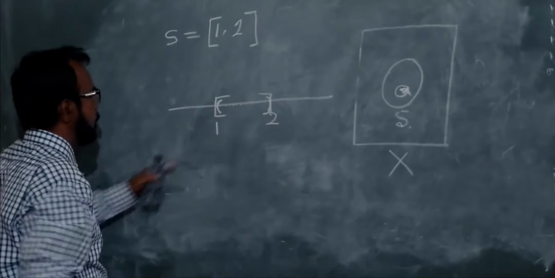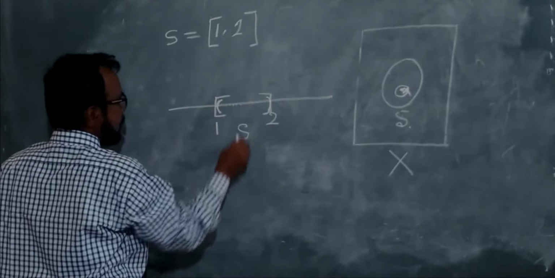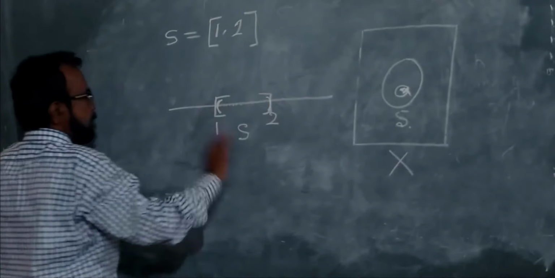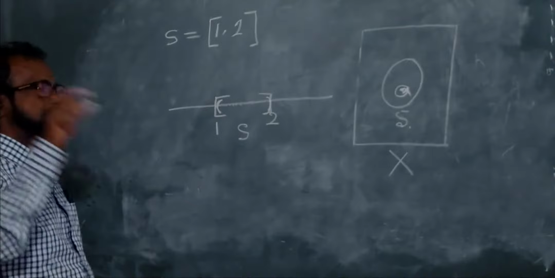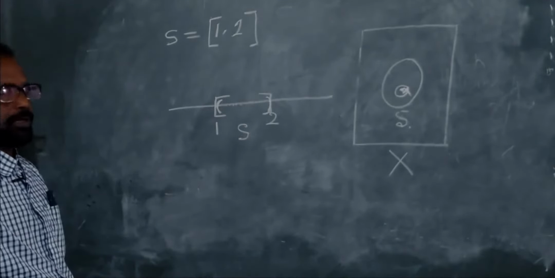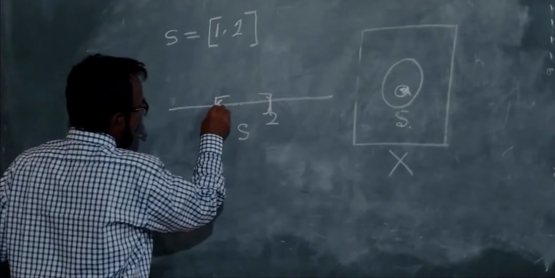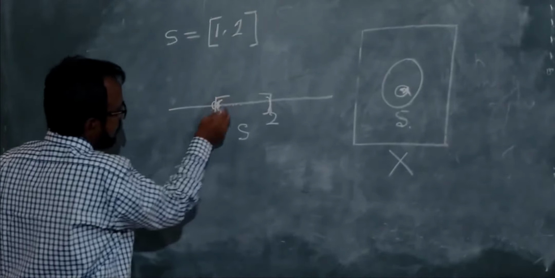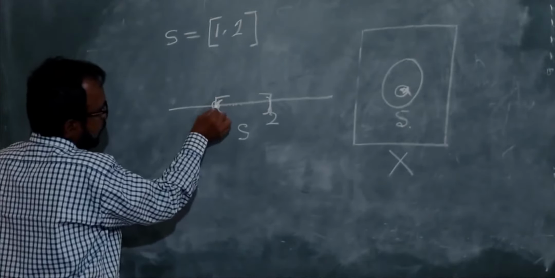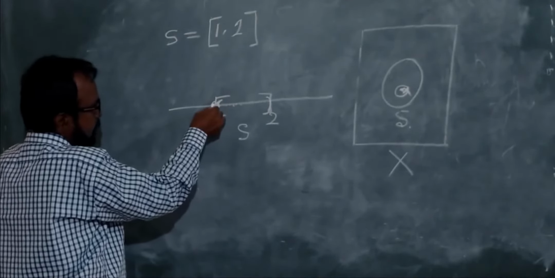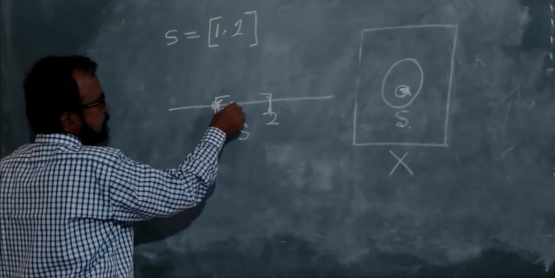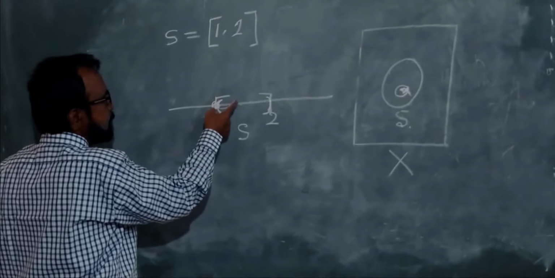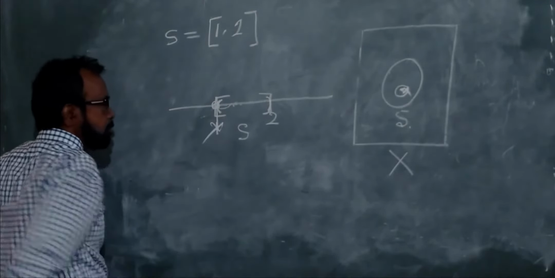1 is not an interior point of S, where S is equal to the closed interval from 1 to 2. Suppose one may say, sir, 1 is an interior point. If 1 is an interior point, by the definition of interior point, there must exist a neighborhood which is a subset of that set. That means 1 plus epsilon may belong to the set, but 1 minus epsilon does not belong to the set. So there does not exist any neighborhood which is a subset of that set. So 1 is not an interior point.